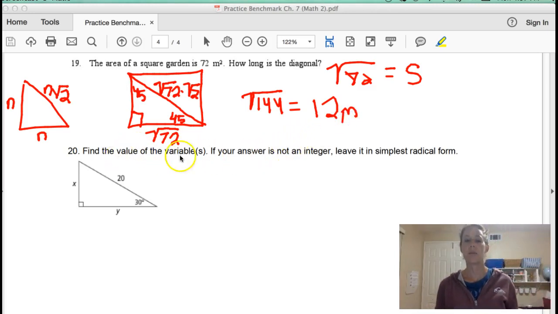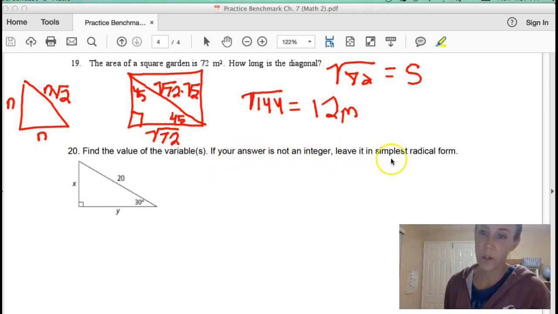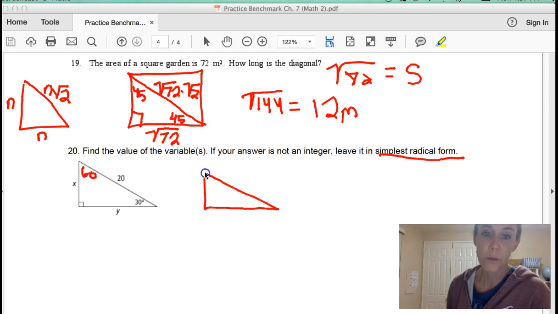All right, on to the last one. Find the value of the variables x and y. If your answer is not an integer, leave it in simplest radical form, which means they don't want you to use sine, cosine, tangent. They want you to use 30, 60, 90 ratios here. Okay, remember your 30, 60, 90 ratios. This is 30, 60. So anytime you see simplest radical form, think your 30, 60, 90 ratios or your 45, 45, 90 ratios, all right?